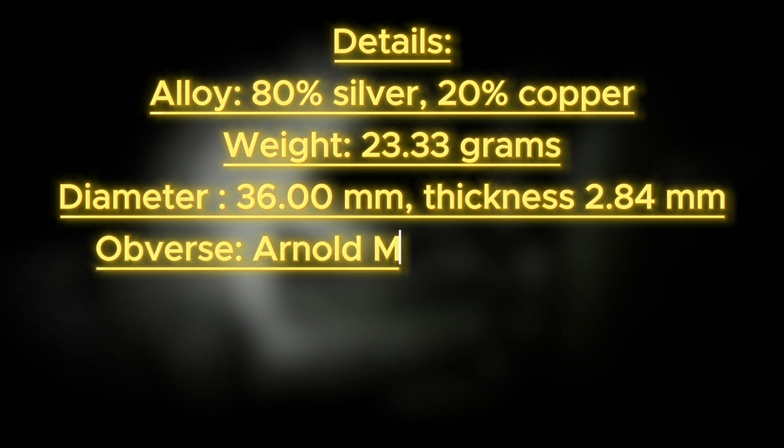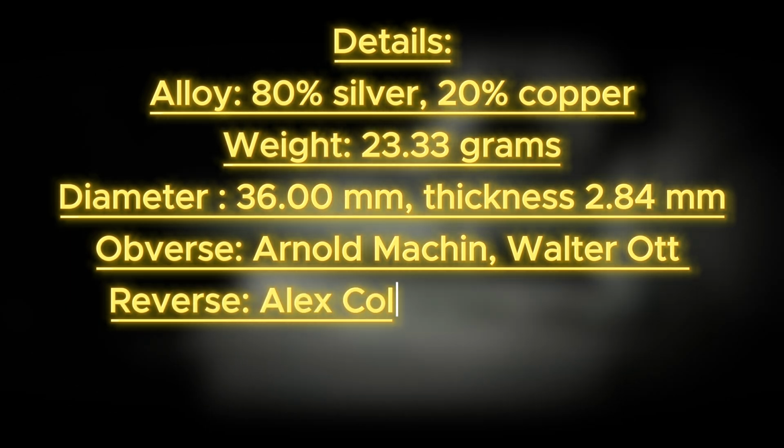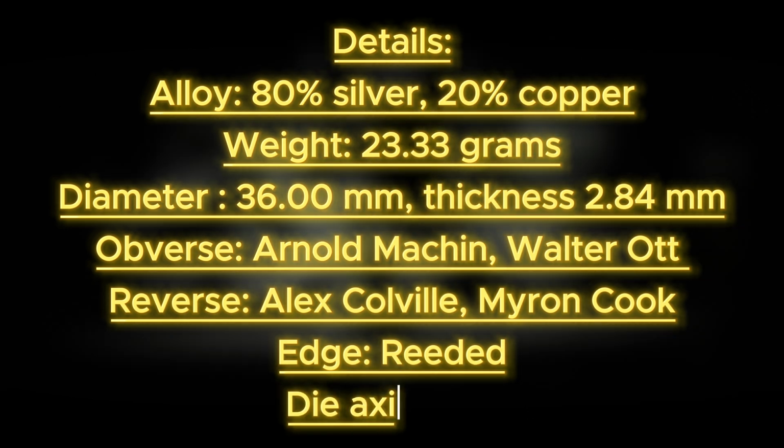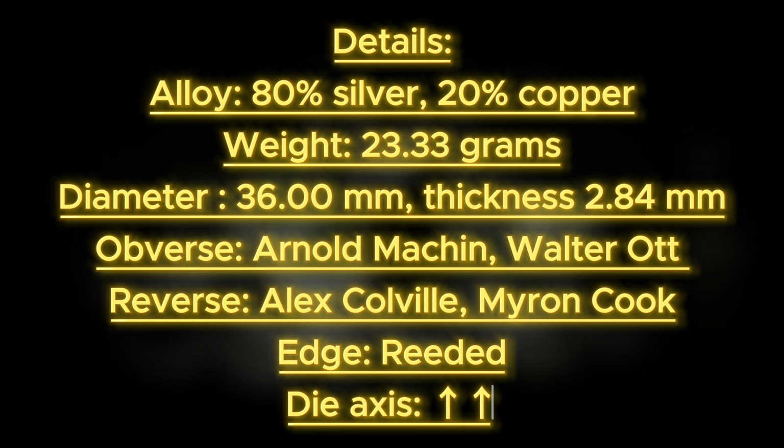The obverse was designed and engraved by Arnold Machin and Walter Ott, and the reverse by Alex Colville and Myron Cook. The edge of the coin is reeded and it has a medal alignment, as is the standard for most Canadian, British, and Australian coins.